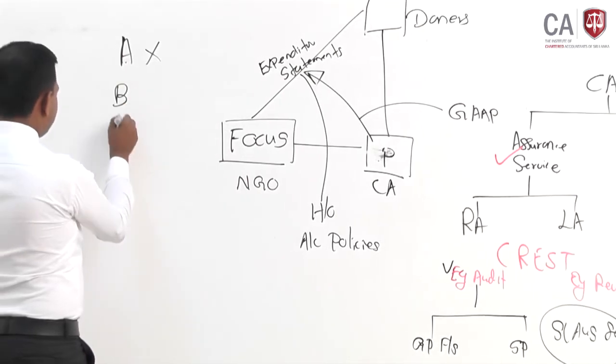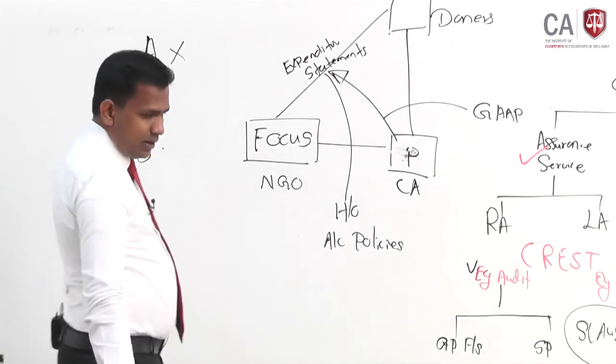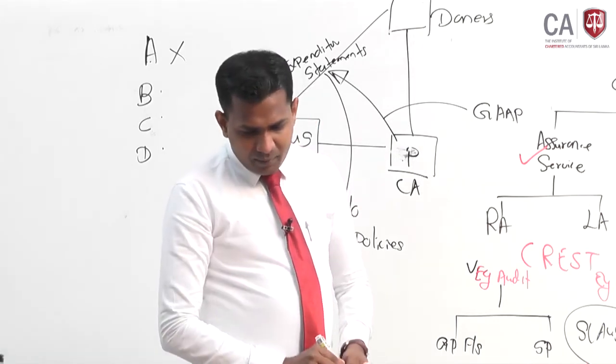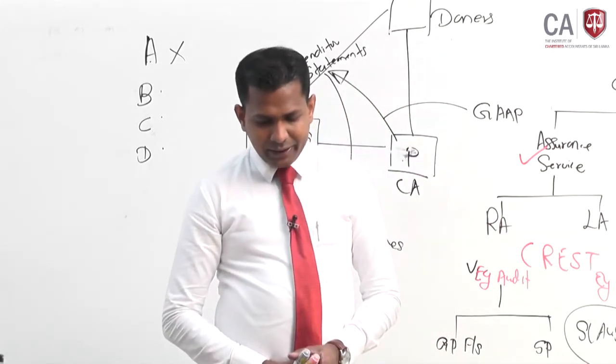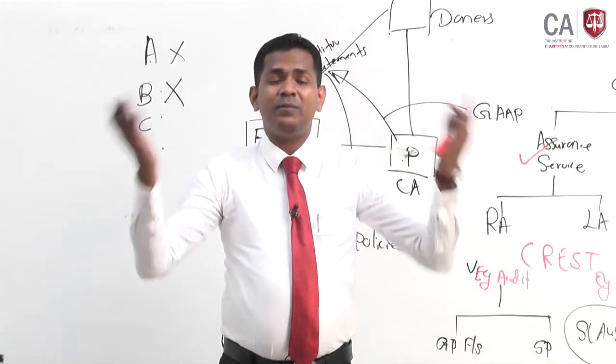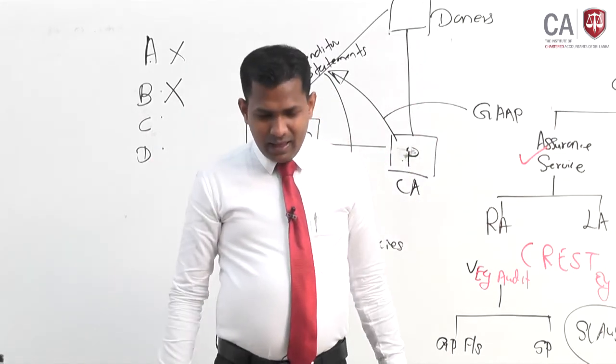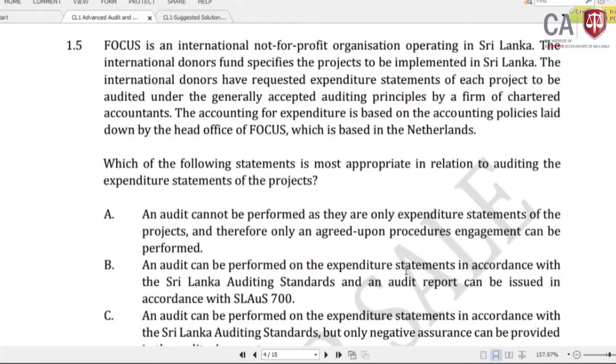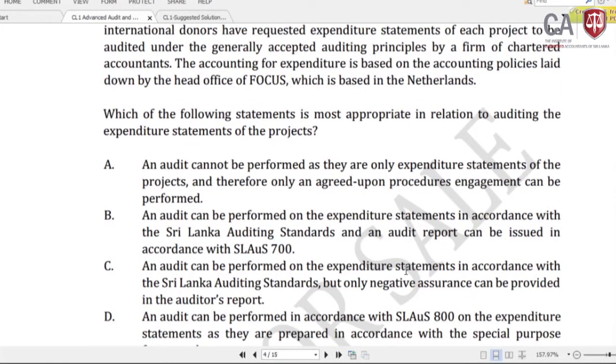Answer A is wrong. B: an audit can be performed on the expenditure statement in accordance with the Sri Lanka auditing standard, and an audit report can be issued in accordance with 700. No, that is a wrong answer, because this is not a general purpose financial statement, not one prepared for the general public. Third one: an audit can be performed on the expenditure statement in accordance with the Sri Lanka auditing standard, with only negative assurance. No, in auditing you can't give a negative assurance. That is a review. So that answer is also wrong.